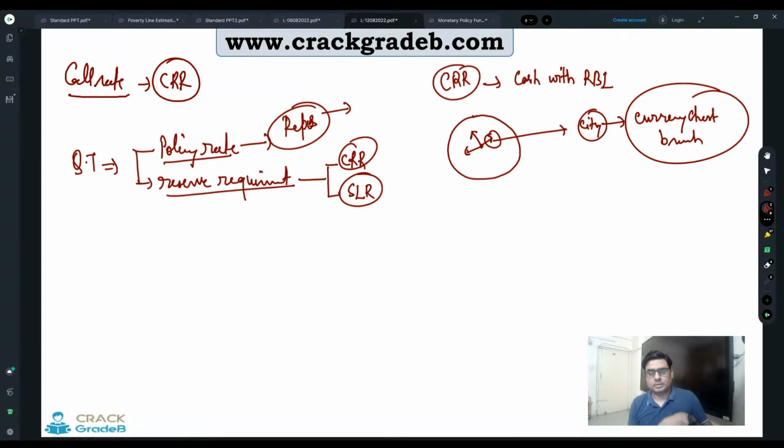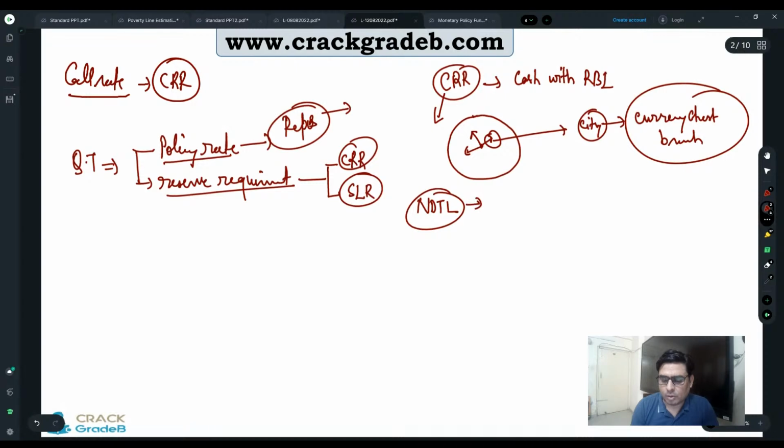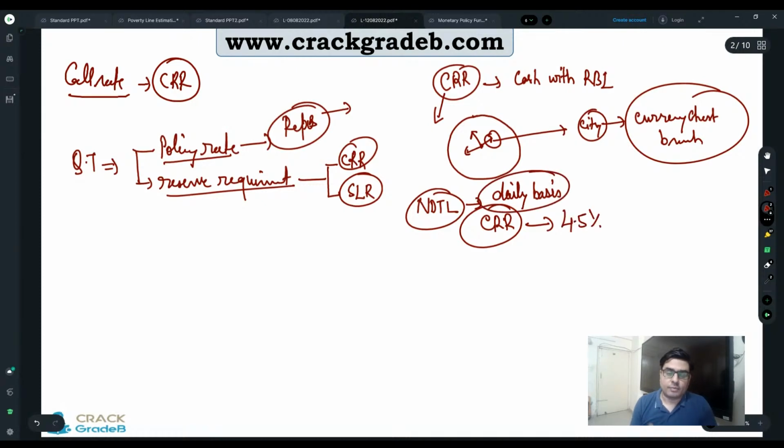And then there will be multiple cities and regional branches, right? In that way, it will then go to the headquarter. So generally, how is a bank going to maintain the CRR? The bank has to maintain a cash reserve ratio on whatever their NDTL is on a daily basis. Right now, it is 4.5%. So 4.5% is the CRR. Of whatever their NDTL, net demand and time liability, they have to maintain 4.5% as a cash reserve.